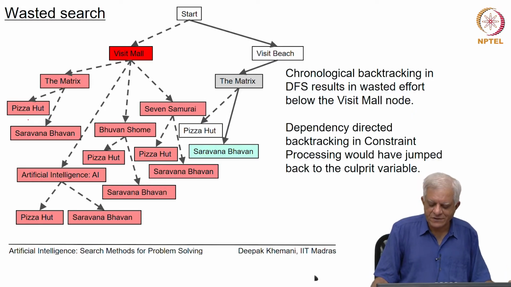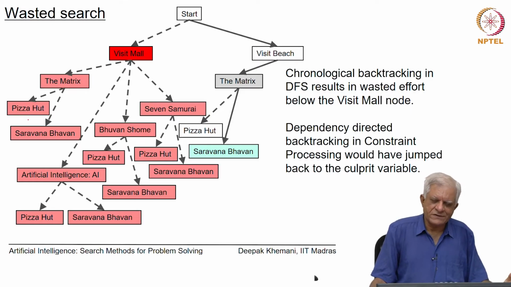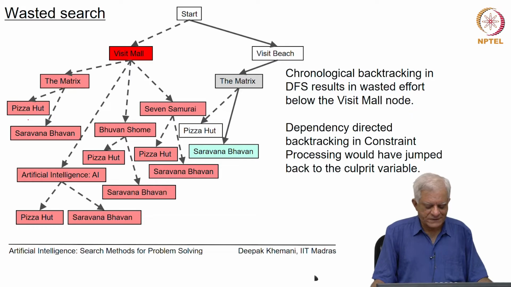That kind of an approach is called dependency directed backtracking, and if you ever study constraint satisfaction problems, you would encounter various algorithms which take different approaches to jumping back to culprit nodes.